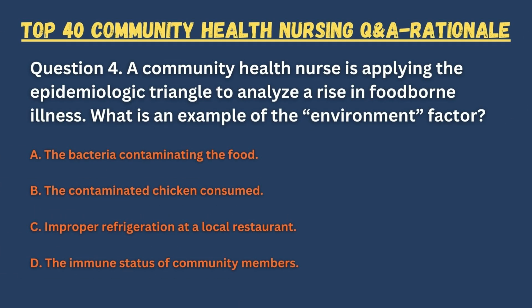Question 4. A community health nurse is applying the epidemiologic triangle to analyze a rise in foodborne illness. What is an example of the environment factor? A. The bacteria contaminating the food. B. The contaminated chicken consumed. C. Improper refrigeration at a local restaurant. D. The immune status of community members.